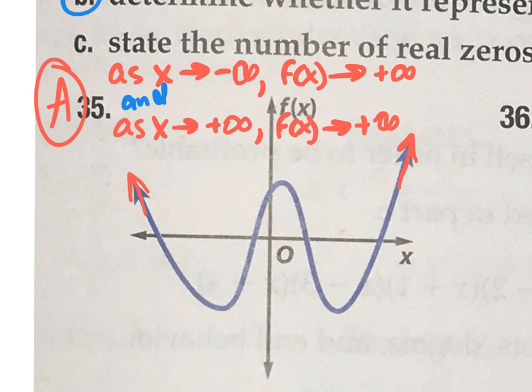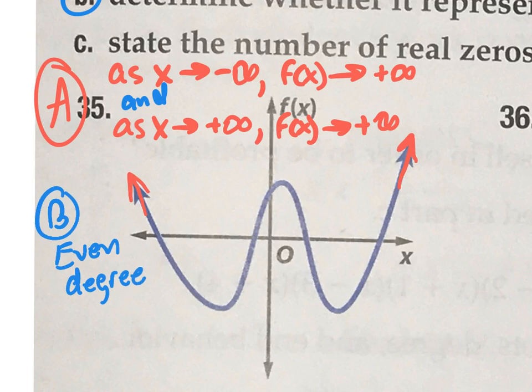So how many arrows do you have pointing up? 2. Is that an odd or an even number? Even. That's even. So this degree must be even. This function must have an even degree. So part B, this is an even degree function. It might be x to the 4th, it might be x to the 6th, it might be x to the 8th, y equals x to the 8th with some other stuff, right? Because other stuff happens in the middle.